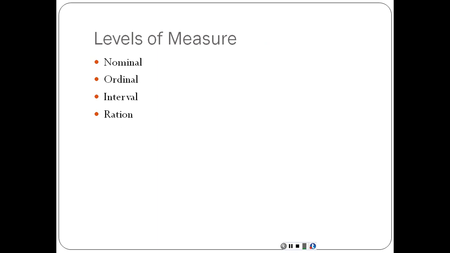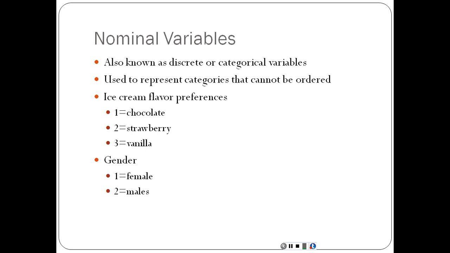So let's look at different levels of measure. Selecting the proper statistical test partly depends on the type of variables that are involved. So there are 4 levels of measurement: nominal, ordinal, interval, and ratio. Sorry about the typo on ratio, I'll have to fix that. So first we have our nominal variables.